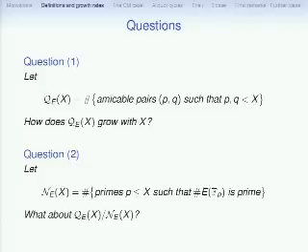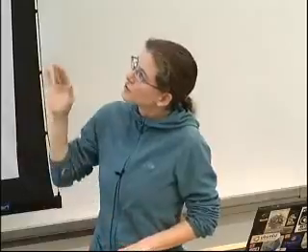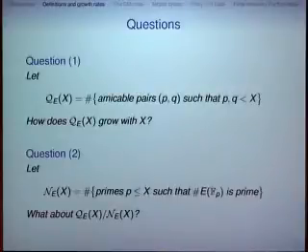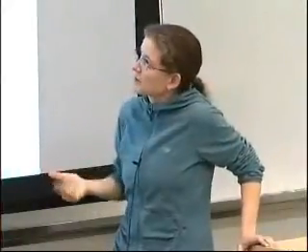So we can ask about the number of amicable pairs up to a given bound. This is for a particular curve E. I'm giving this counting function Q, which is indexed by our particular elliptic curve E. And the first question is just how does this grow with x? So how many amicable pairs do you expect there to be?